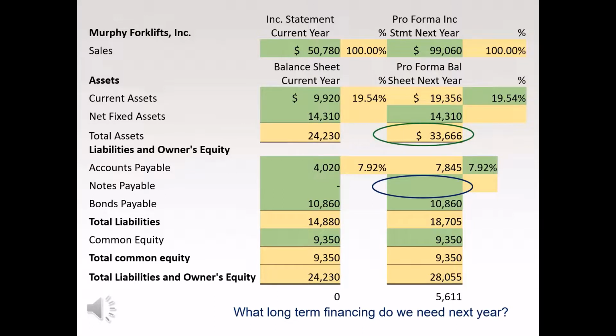Look back up at the total assets. Total assets are 33,666. But the total liabilities and owner's equity that are going to support those assets are only $28,055. That's a difference of $5,611. We're going to put that number into our notes payable. That becomes our plug figure, and it also tells us what long-term financing we need for the next year.